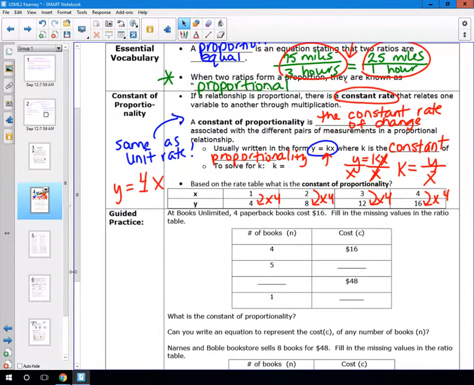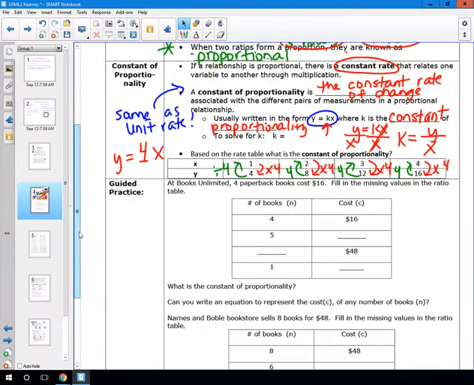Now one other way you could do it is you could work backwards. Remember we said that you could say y divided by x. So let's do that. What would we do with 4 to get to 1? We would divide by 4. 8 divided by 2 is 4. 12 divided by 3 is 4. 16 divided by 4 is 4. So you can either work forwards or backwards. Just ask yourself, what am I multiplying x by to get y, or what is y divided by x? Okay? So let's look at an example.